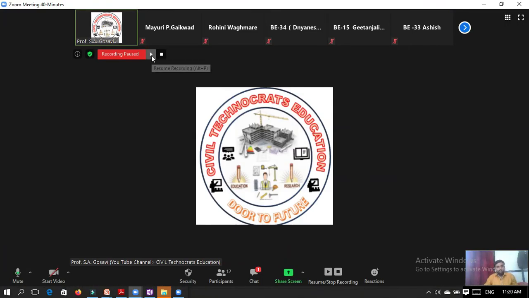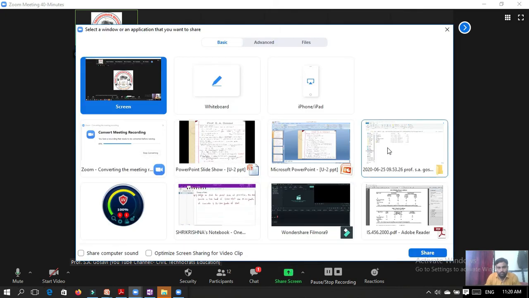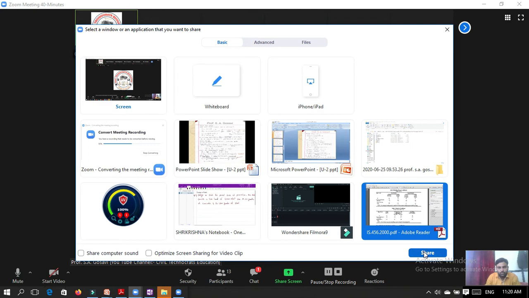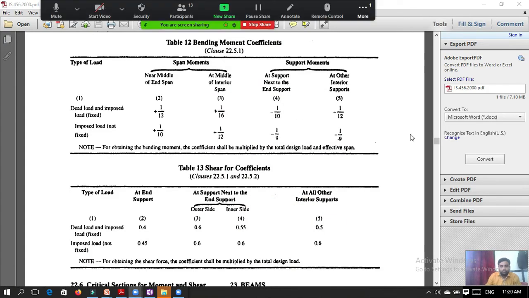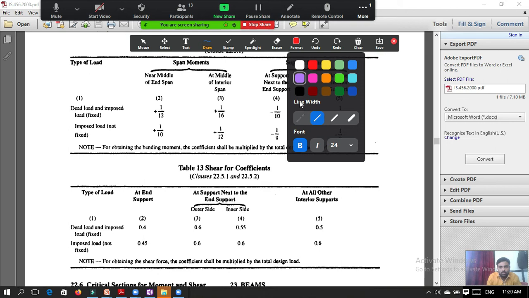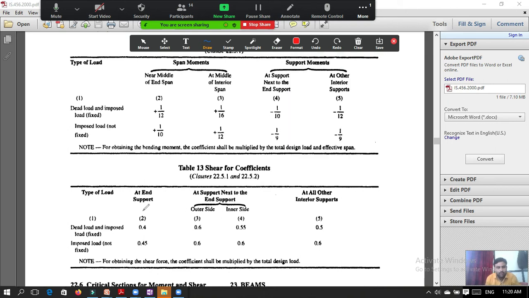Now I will share my screen with you. I think we are discussing the IS code, no? So here, now if you see the coefficient at the end support, I will draw a diagram first so that you will understand what our case is and what we are talking about.